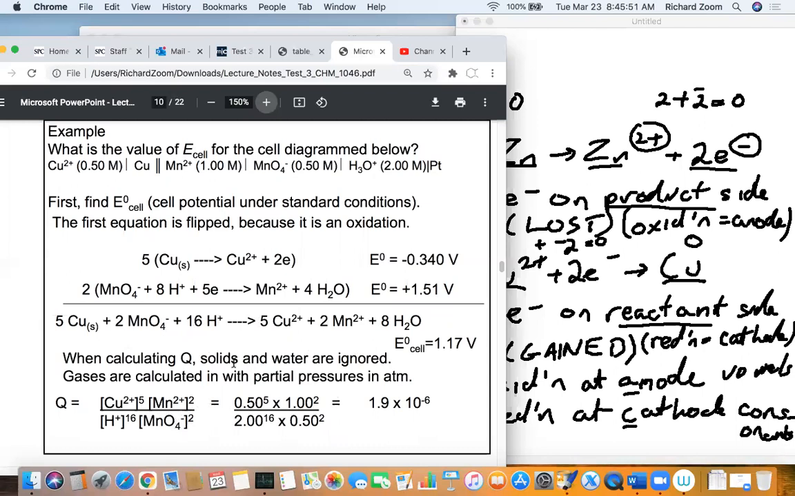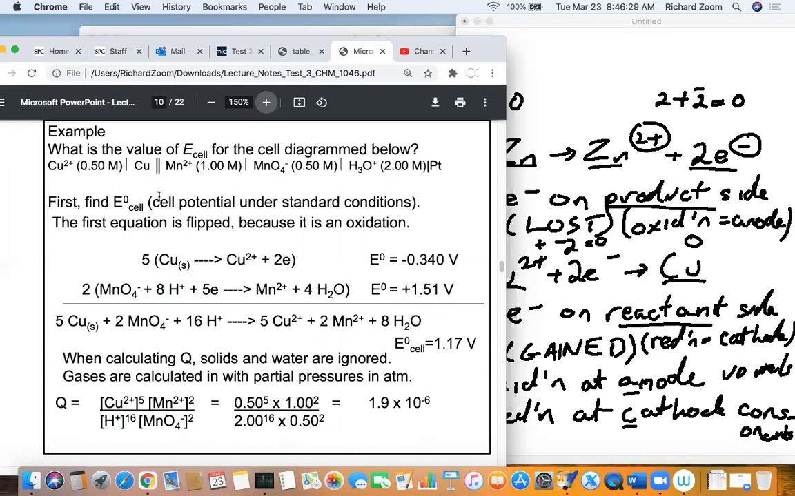You'll notice that solids and water are ignored, and that's because the solids don't have any concentration associated with them, and the water is going to be the solvent anyway, and that's not really going to change. So the Q value only involves what we have for the ions. Another thing that we can use to make sure we only have the correct things in the Q expression is we can go back to the initial problem, and you'll notice that the only things that are involved in the Q expression here are the things that have concentrations listed next to them.